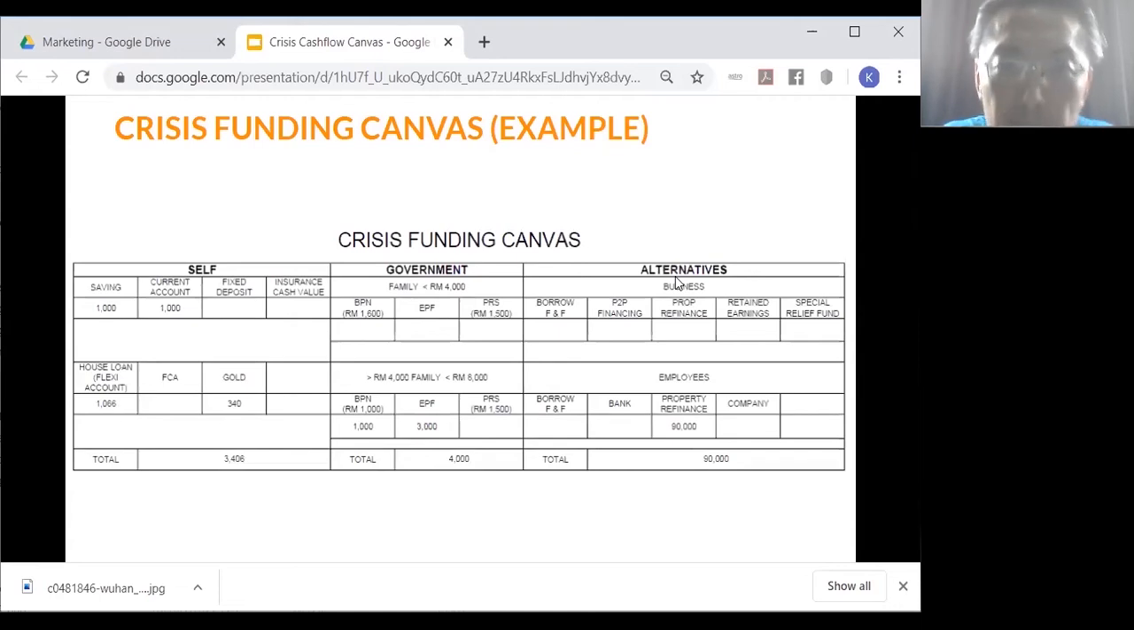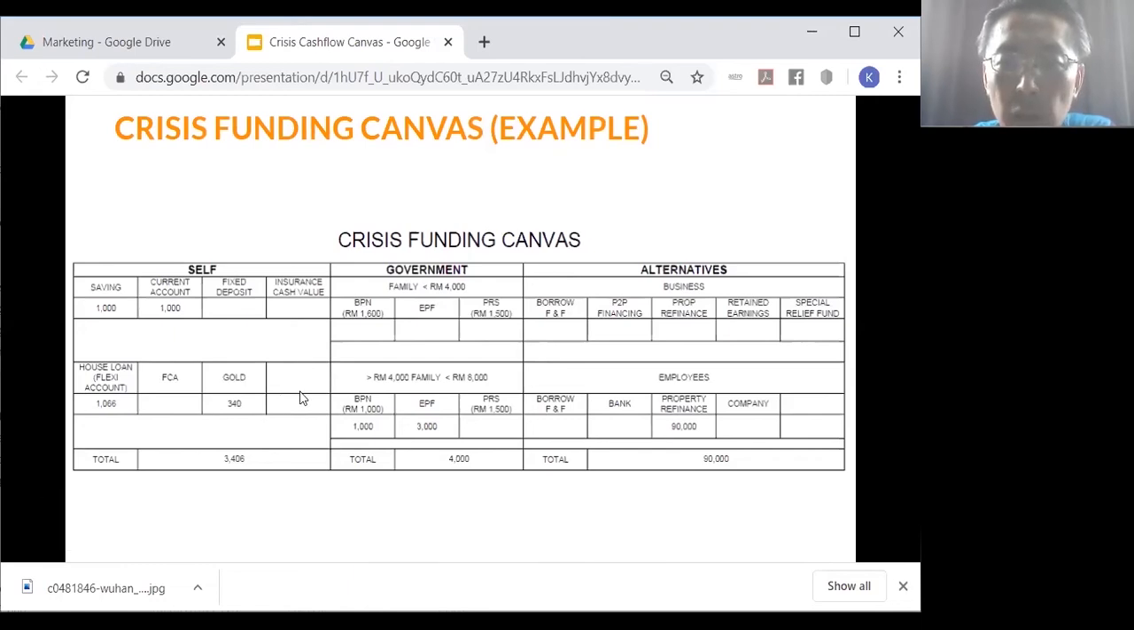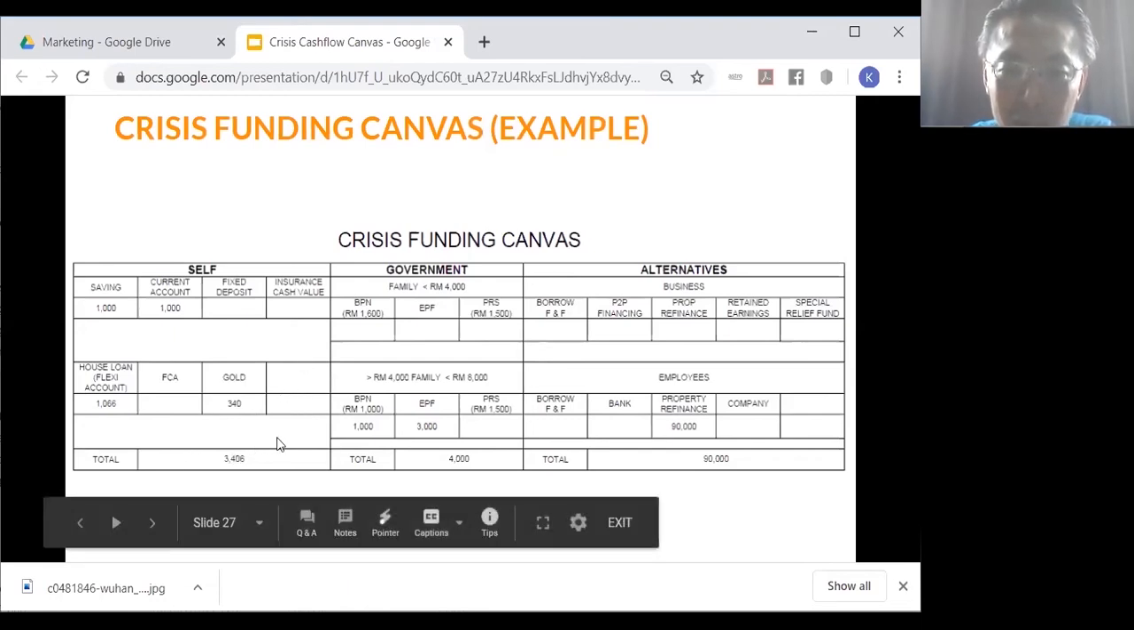So this guy actually has 1,000 ringgit in savings, 1,000 in current account. Fixed deposit, he doesn't have. And insurance cash value, many of us actually have, but we don't know the amount. So now would be a very good time to register online for the insurance login and find out your insurance cash value and update it here, because it's very useful. Some of us also have a housing loan flexi account, which you can access and use. Some of us have a foreign currency account. Some of us have gold. Like this guy has gold, 340, flexi account, 1,000. And then some of us have a CDS account, where we have money in the account but never buy any stocks. So this gives him a 3,400 emergency fund that he has for himself.